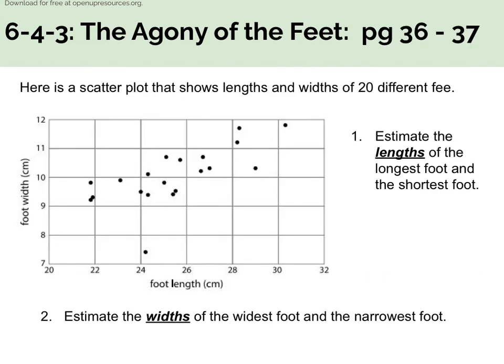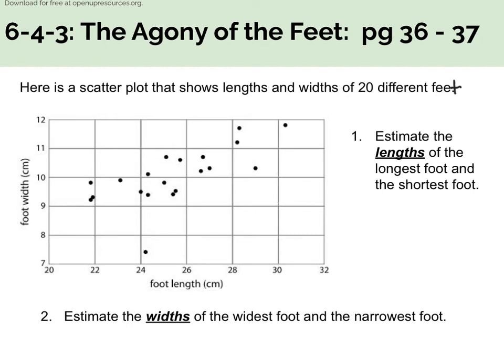Let's turn to pages 36 and 37. Here we have a scatter plot that shows the length and width of 20 different feet. We're going to estimate the lengths of the longest foot and the shortest foot, and then estimate the widths of the longest foot and the narrowest foot. So go ahead and look at this graph and answer those questions.